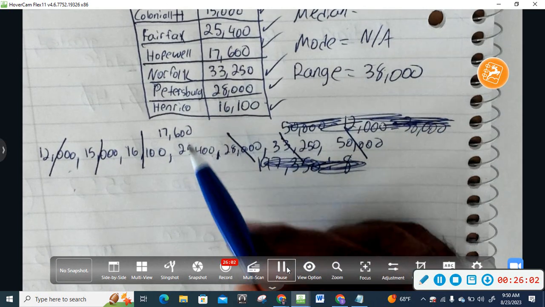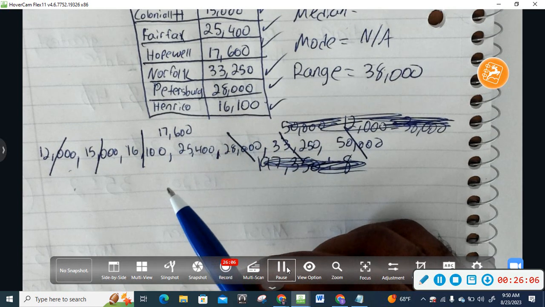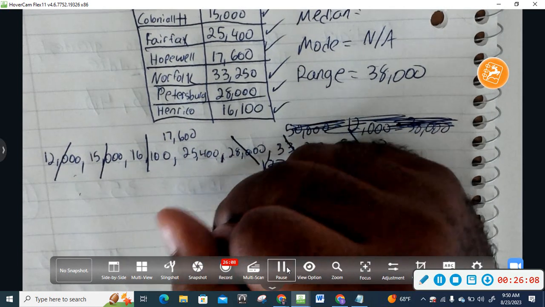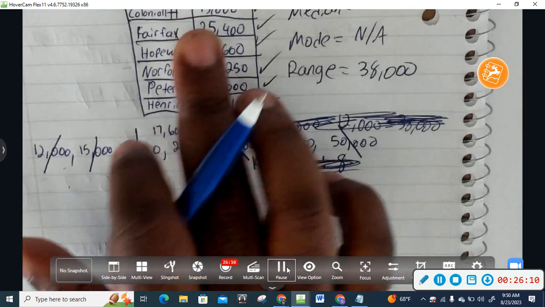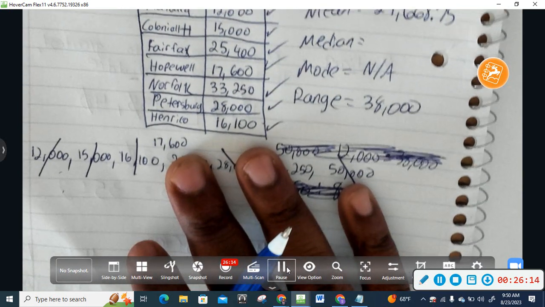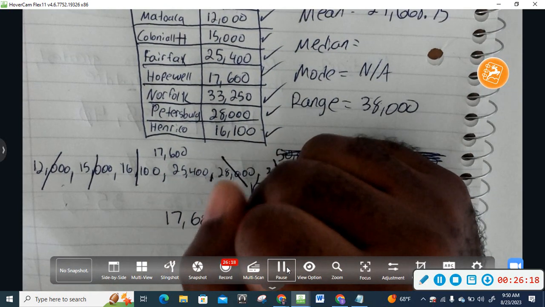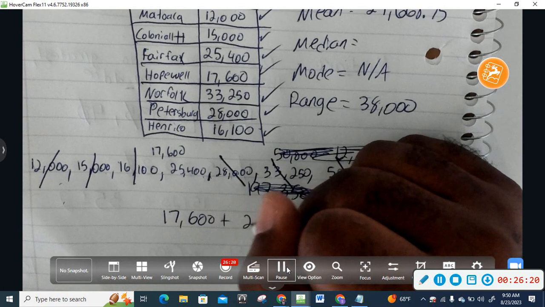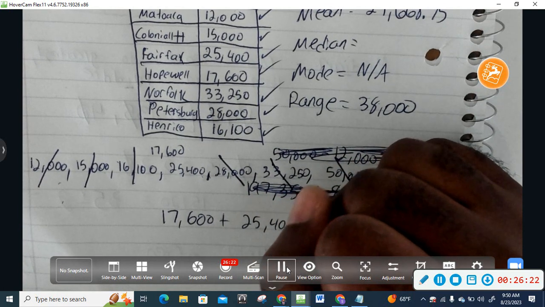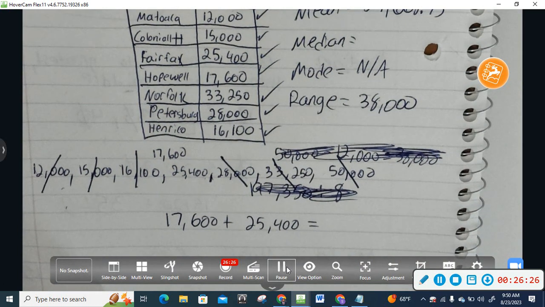So now, what's the rule here when I got an even number? There we go. Add them all up. It goes back. Median ends up turning into mean. Add all numbers, divide by the total amount. Alright, so we got 17,600 plus 25,400. Alright, tell me what you get in your calculator for that. Go ahead, type that in. Yeah, you good.